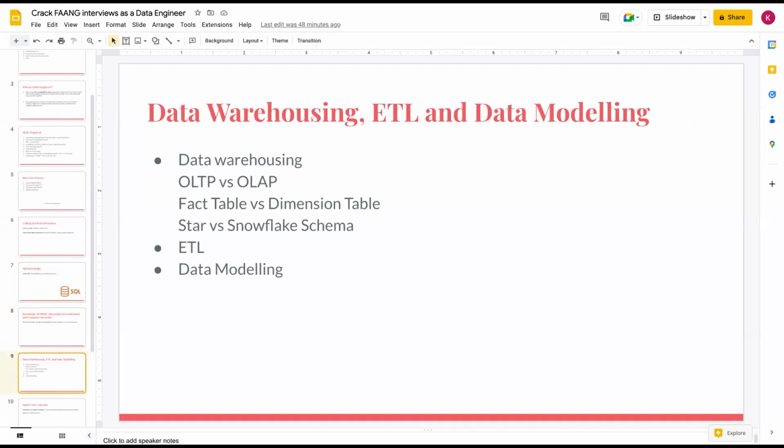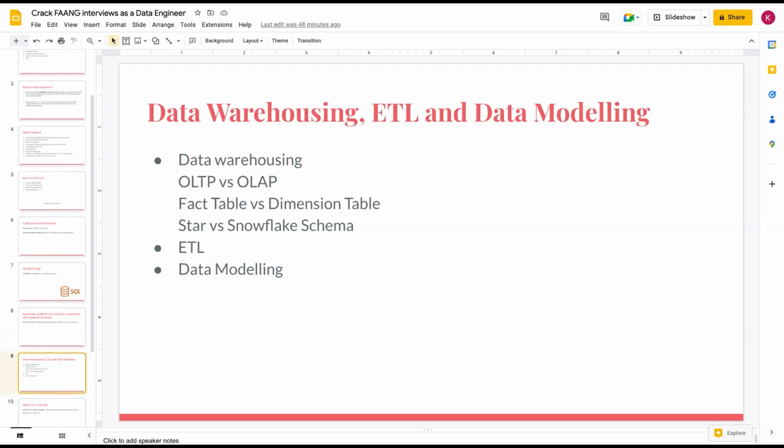Then moving next, for data warehousing, ETL and data modeling, right? In data warehousing, you'll be asked questions related to OLTP and OLAP schema. You can be asked to design any of the OLTP and OLAP schema. So the very first question that should come to your mind, whenever you are asked any data modeling question, is will it be an OLTP schema or an OLAP schema? Because data modeling works that way, right?